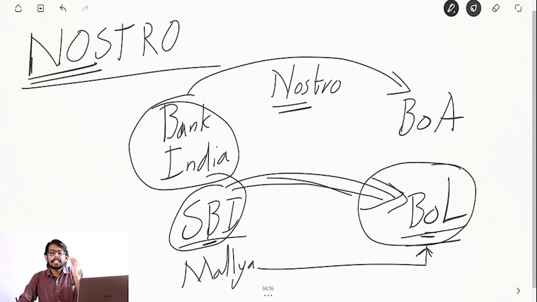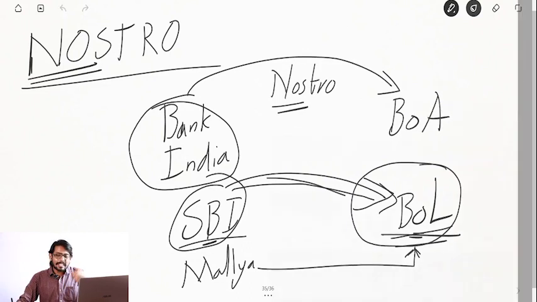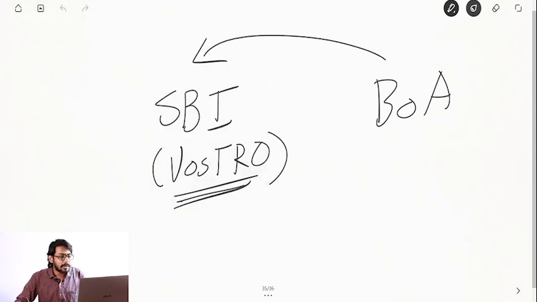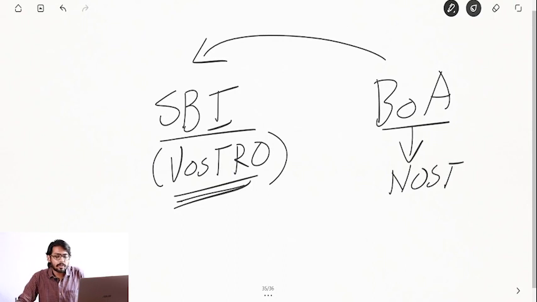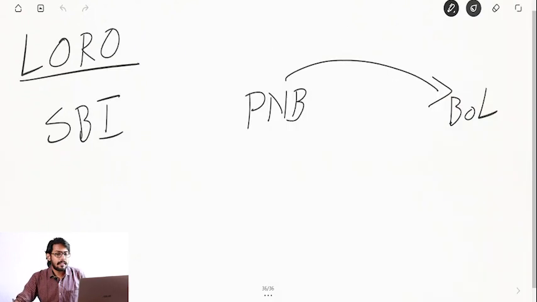Or if SBI needs pounds, it will refer to Bank of London. Now, the other way around, an American person is coming to India, he can use Bank of America's Nostro account. Bank of America's Nostro account, for us, is a Vostro account. So if a foreigner comes to India, he can use our Vostro account for his foreign transactions. Now, let's consider another example. This example is not that good. Let's consider another example.